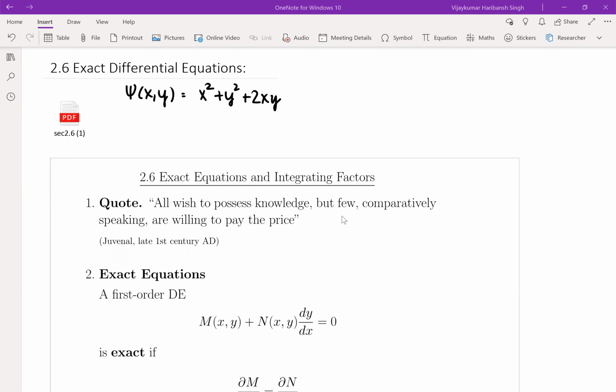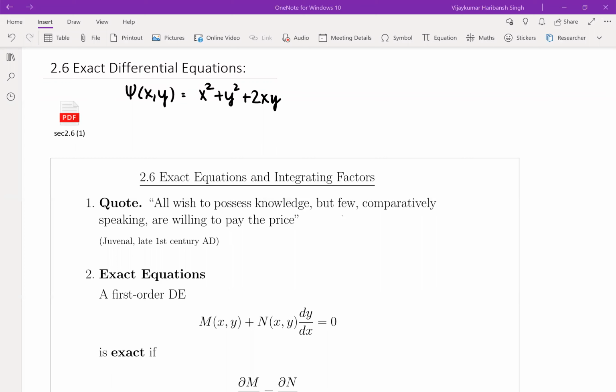Welcome students. Today we are going to discuss exact differential equations and integrating factors. So before we go on to exact differential equations, let me quickly go through the partial derivatives. Consider your function phi(x,y), which is a function of x and y both. So it has two independent variables, which are x and y.